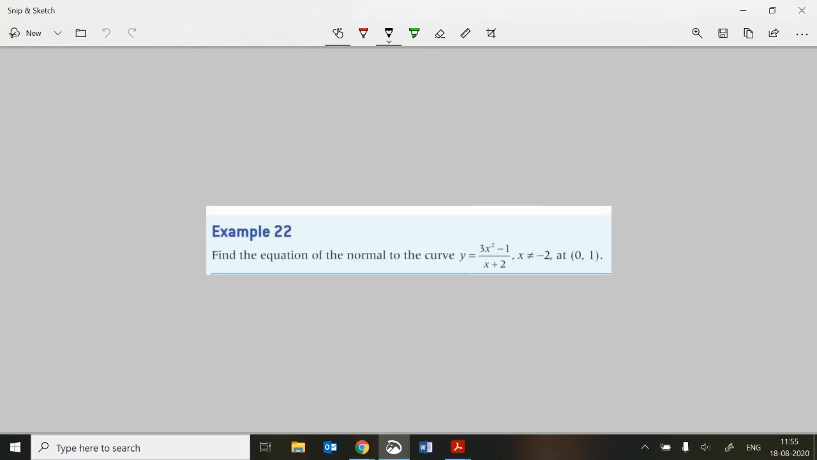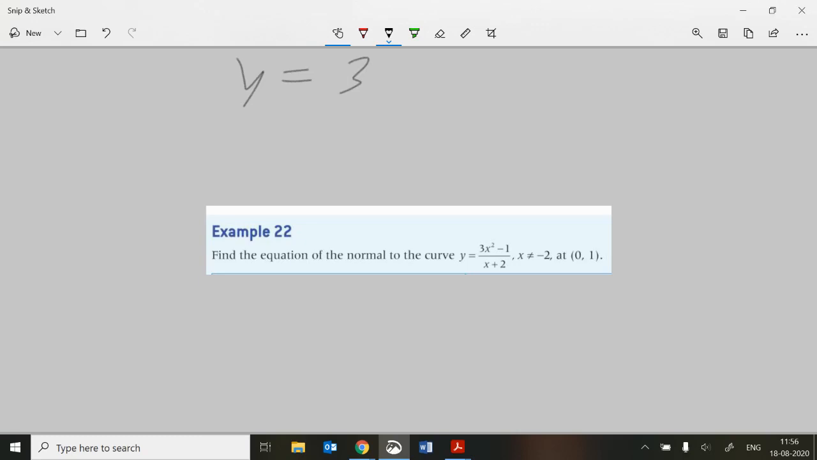Okay, find the equation of the normal to the curve. We've got here 3x squared minus 1 divided by x plus 2. Now, normally I would treat this as quotient rule. There's a different rule for the quotient rule, and that's what we'll do next time. But I know why they're doing this: they're building you up to the quotient rule by saying, well, we can deal with this as the product rule.